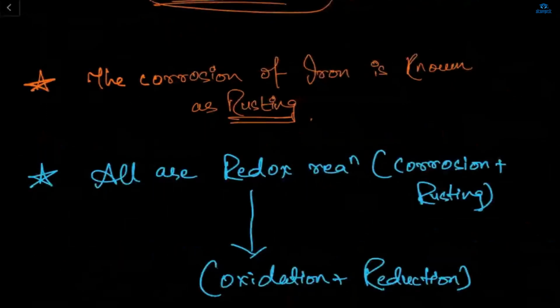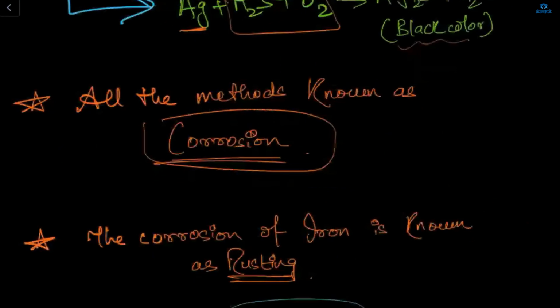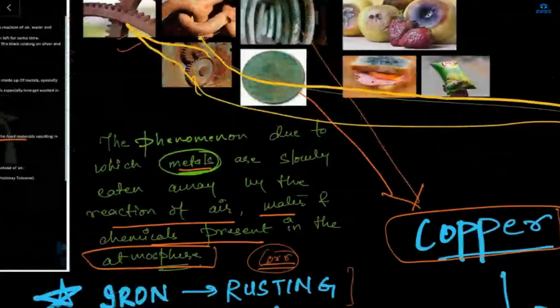And all are redox reactions. Redox reaction means your corrosion as well as your rusting. These all are redox reactions. And a redox reaction is a combination of both an oxidation reaction and a reduction reaction. Okay, so once again, we will go through this note.